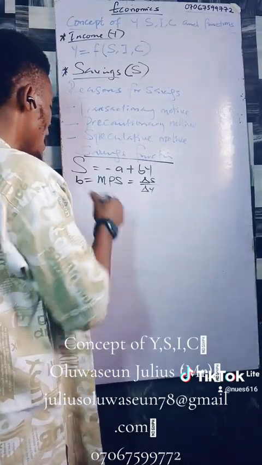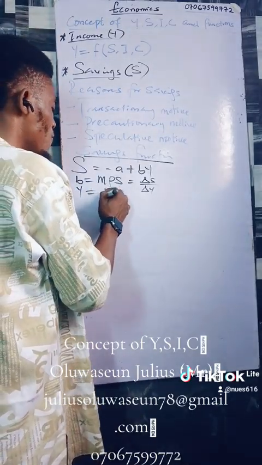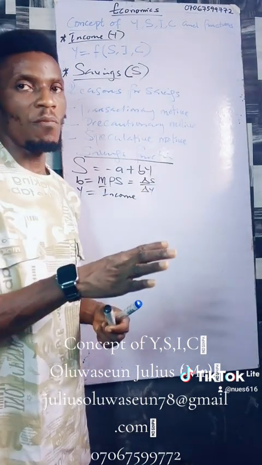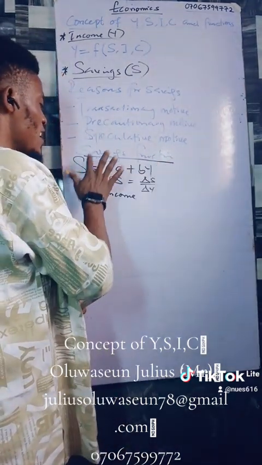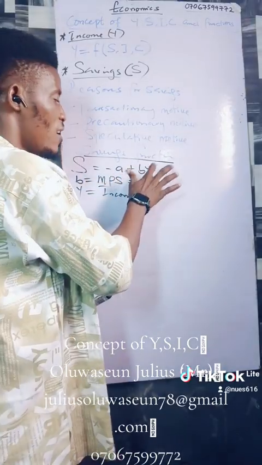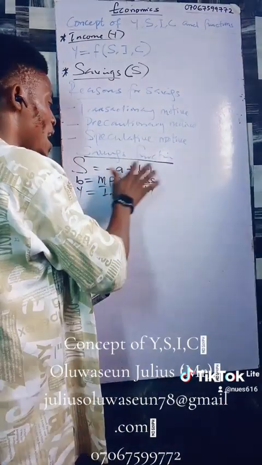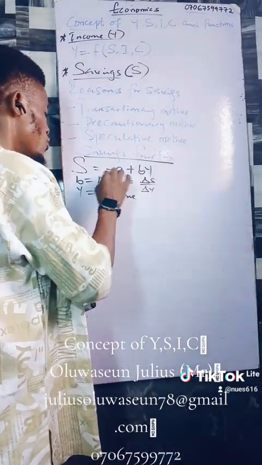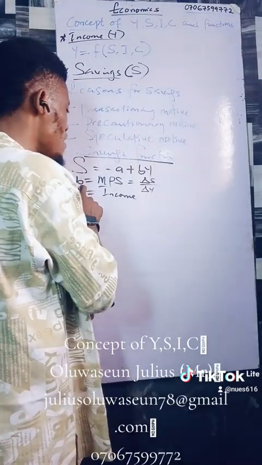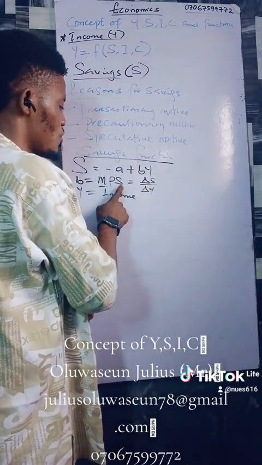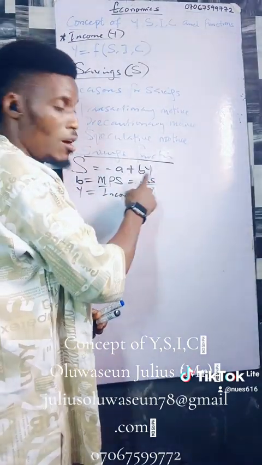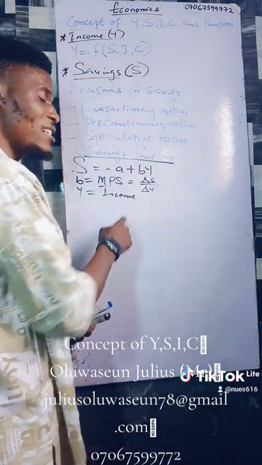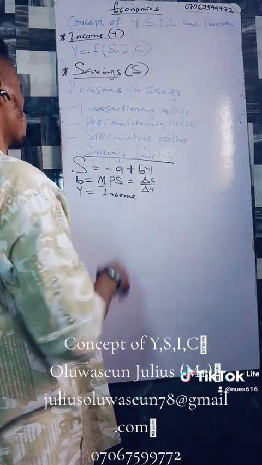Am I communicating? And we also have our Y. This Y depicts what? Income. Right? So our savings function is S is equal to minus A plus BY. Where we have our A, where our income is at minimum level, and we also have our B to be marginal propensity to save as a function of change in S all over change in Y. Change in savings all over change in income. And our Y depicts what? Income. Is that taken? So that is that.